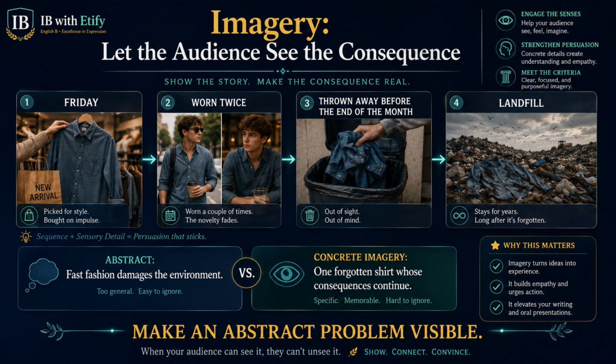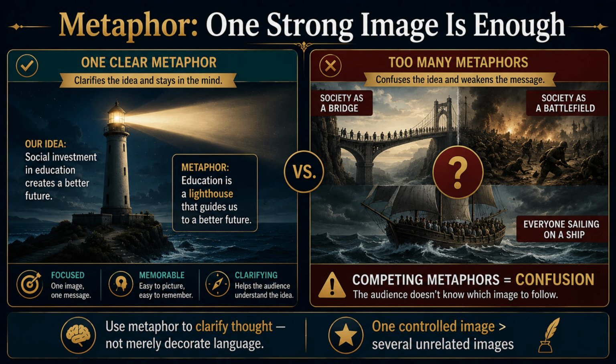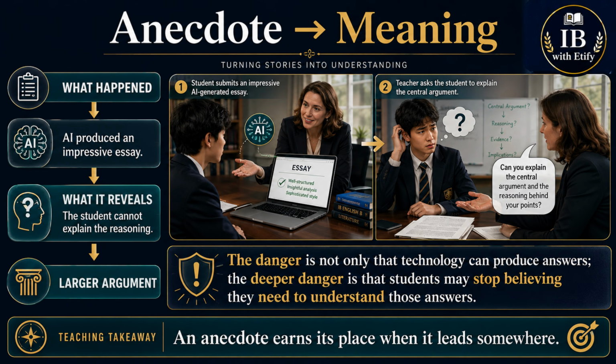Imagery can do something similar. Instead of simply saying that fast fashion damages the environment, picture a shirt bought on Friday, worn twice, thrown away before the end of the month, and left in landfill long after its owner has forgotten it existed. Now the consequence is visible. Metaphor can help too, but keep it controlled. One strong image is better than several competing ones. Do not begin with society as a bridge, turn it into a battlefield, and finish with everyone sailing on a ship.